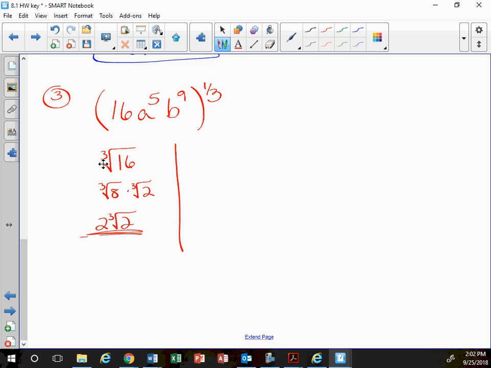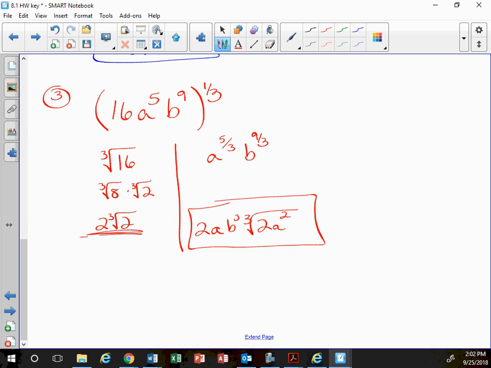All right, then what we're thinking about with our variables. This is like a to the 5/3, b to the 9/3, right? That's kind of what you're thinking about. You're thinking division. So how many times, let's start writing our answer here. How many times does 3 go into 5? Once with a remainder of 2. How many times does 3 go into 9? 3, no remainder. So that is your answer. Okay? All right.